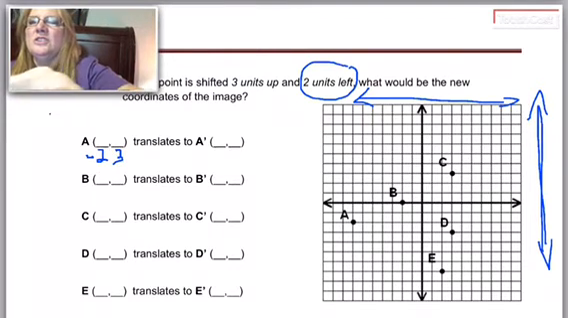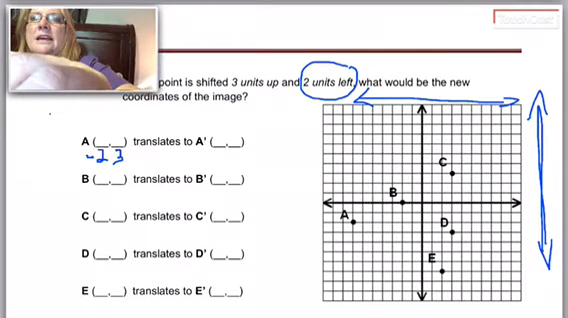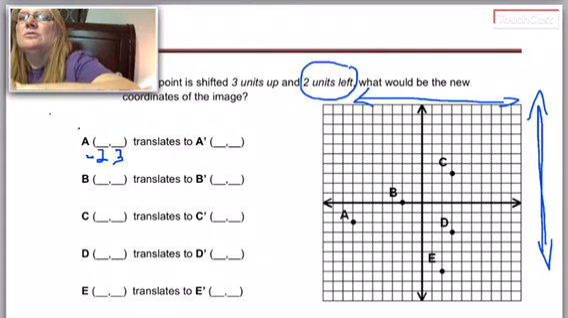Let me change colors and we'll do one. Let's look at point A. This is 1, 2, 3, 4, 5, 6, negative 7, negative 2.